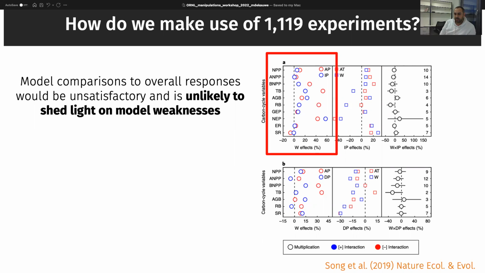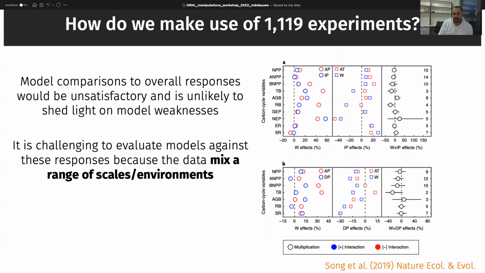We can look at this on a global sense, but ultimately this will be unsatisfactory. We won't really get anywhere. This is because almost certainly there'll be differences between the models and these data, but we won't ever be able to go back and understand why those differences were. It's also a challenge to compare directly to these kinds of data sets because it mixes a series of scales and different environments. And so we're left with a real problem here, right?